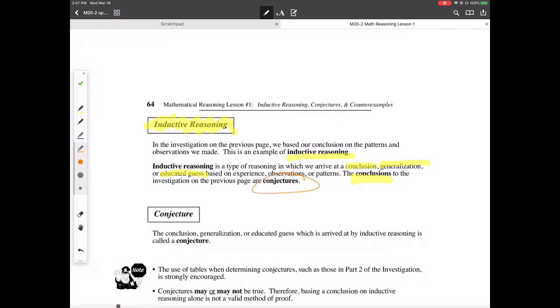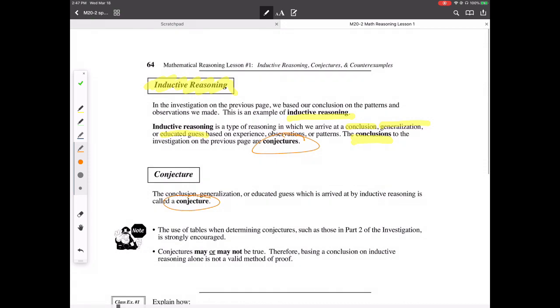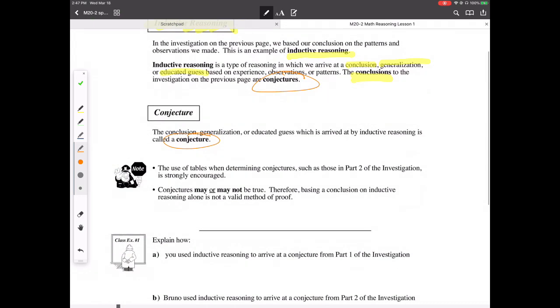There's another important term that we need to know. We're talking about conjecture. A conclusion, generalization, or educated guess which is arrived at by inductive reasoning is called conjecture. So anytime that we only have certain examples that exist and we are making guesses based on what's going to happen with other cases will be forms of conjecture. Conjectures may or may not be true. Therefore, basing a conclusion on inductive reasoning alone is not a valid method of proof.